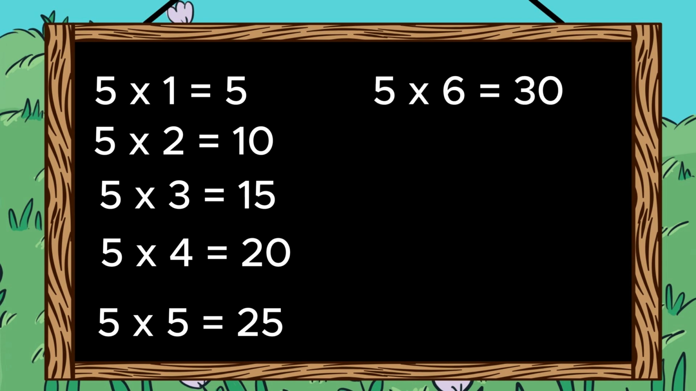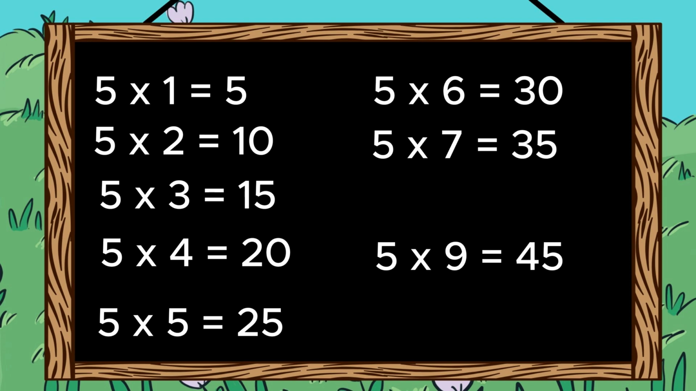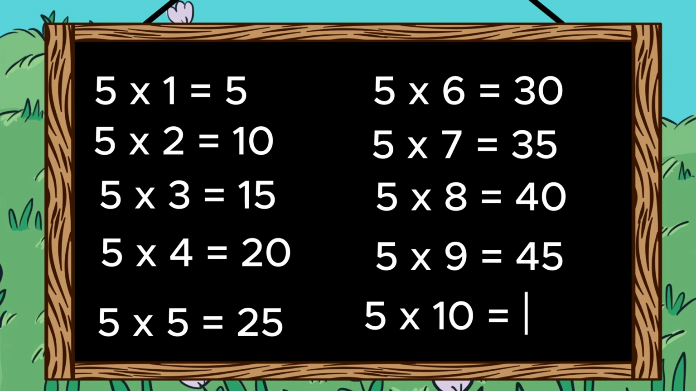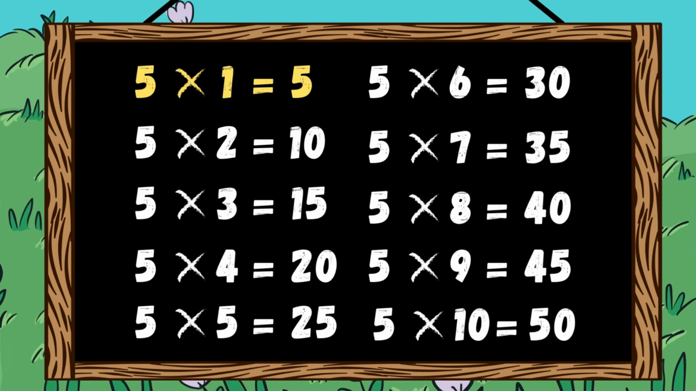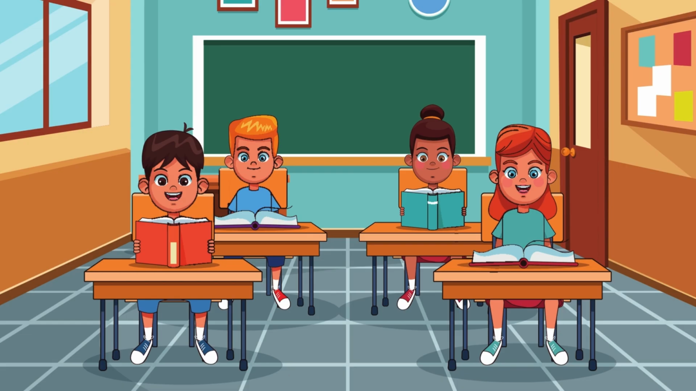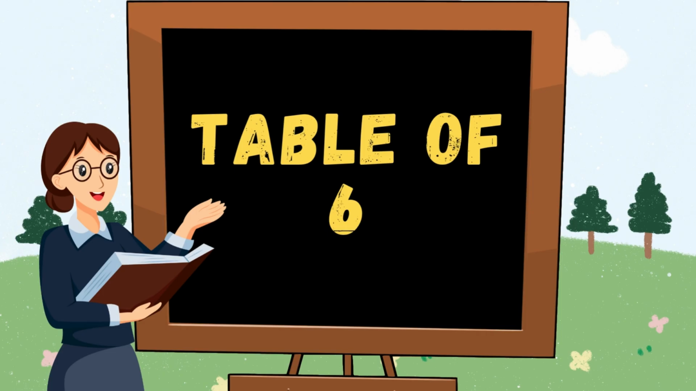5 sixes are 30. 5 sevens are 35. 5 eights are 40. 5 nines are 45. 5 tens are 50. Table of 6.